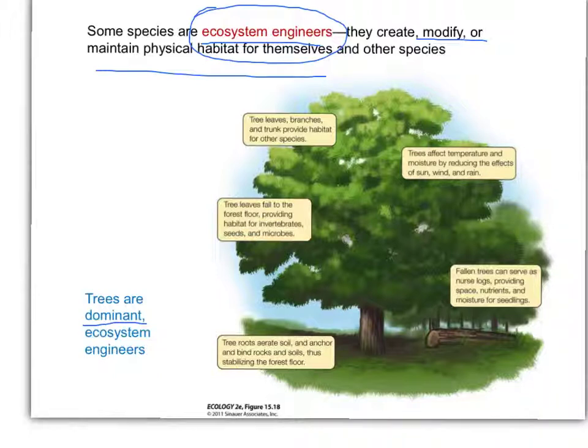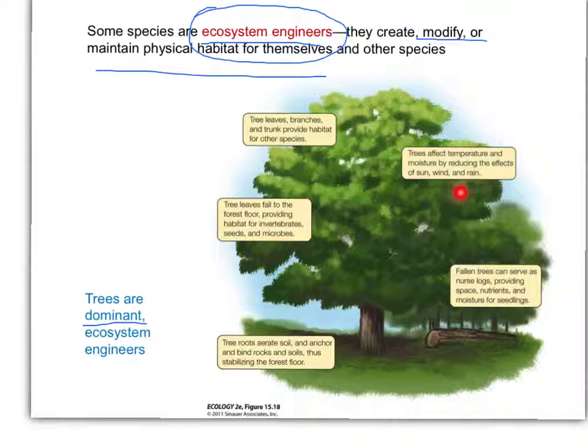Well, if you think about a tree, it's doing a lot within those communities. The tree leaves and branches provide habitat for other species to live in. Tree leaves fall to the floor, and this leaf litter on the forest floor provides all kinds of habitat, as well as adding nutrients to the soil so that other organisms can live there. The tree roots will aerate the soil. They bind rocks together. They stabilize the forest floor. Fallen logs provide space, nutrients, and moisture for seedlings, as well as habitat for other species.